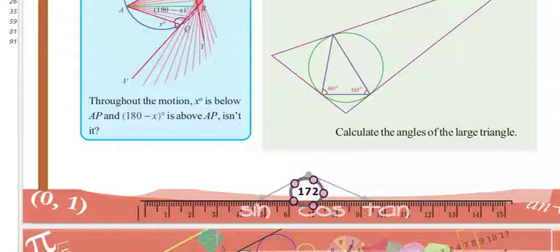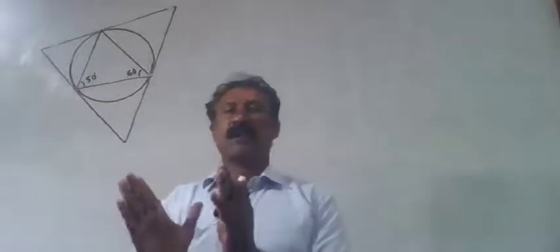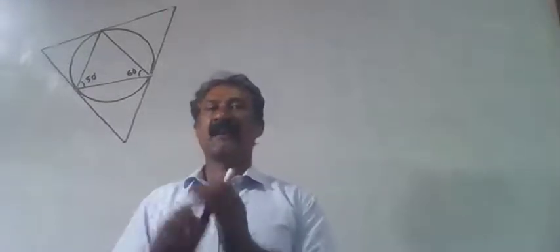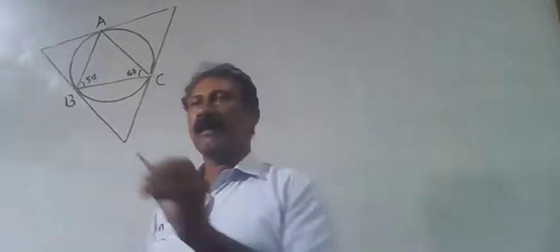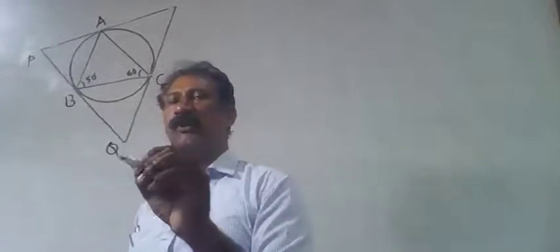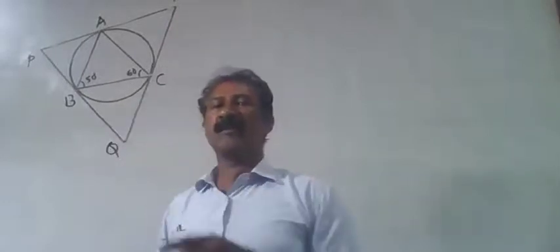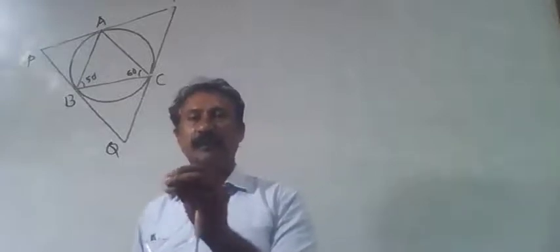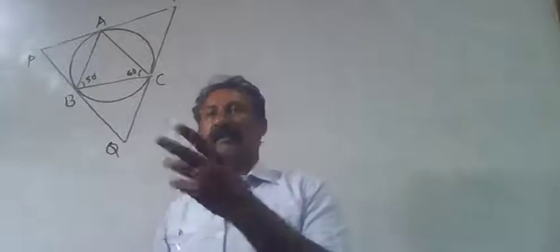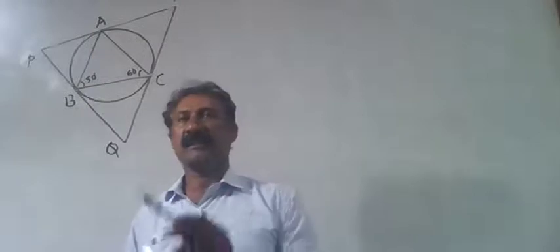Okay. Here, first we draw the diagram. In the figure, there is one small triangle and one large triangle. You can name them: ABC is the small triangle, and PQR is the large triangle. Two angles of the small triangle are known, therefore we can find the third angle also. That means the angles of the small triangle are known, and we have to find the angles of the large triangle.